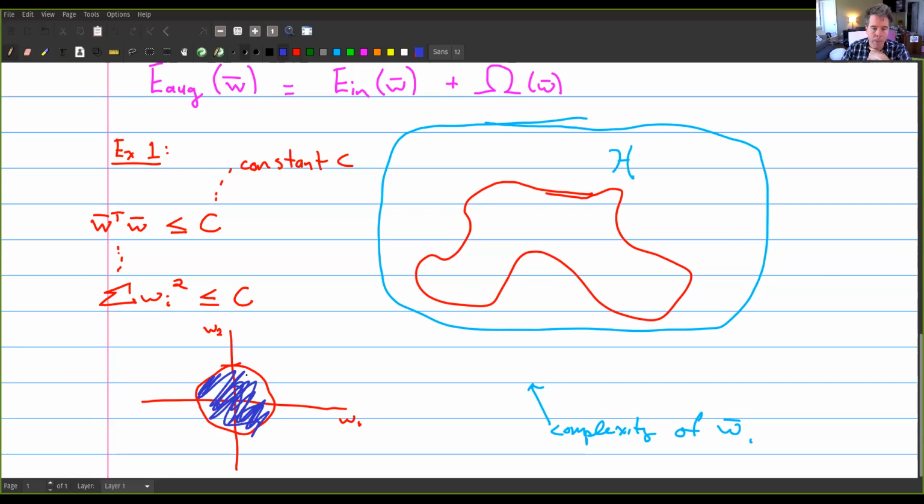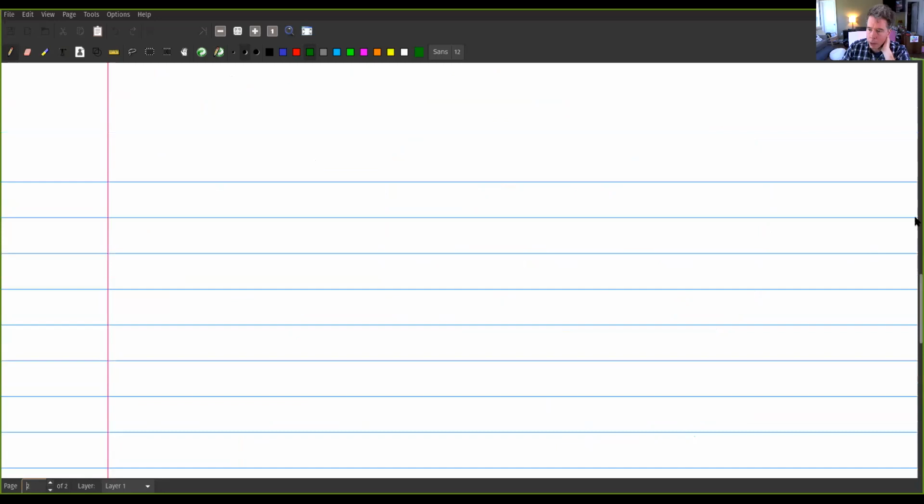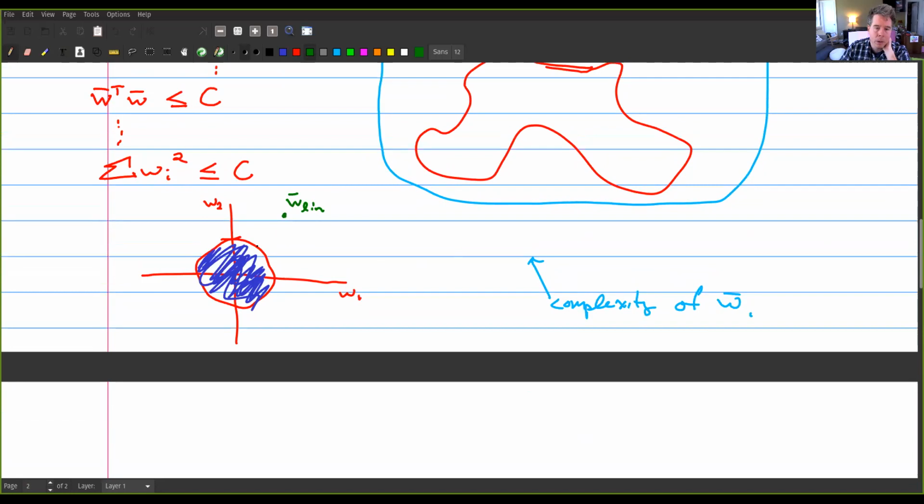So what's kind of interesting there is that the actual best hypothesis might be outside that region. So we can call this, the book calls this W bar Lin. So this is the actual best hypothesis. So we can't quite get to that, but we can get to the closest point here.